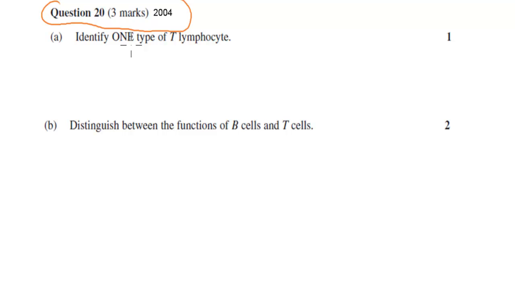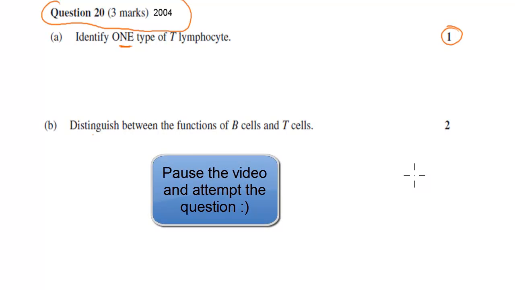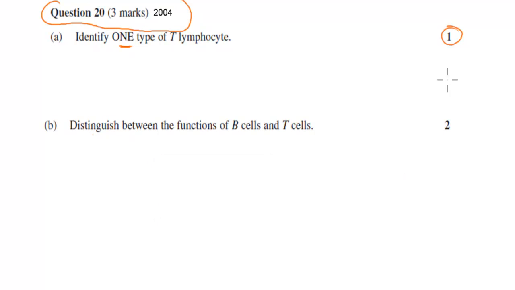So the question is: A, identify one type of T lymphocyte, which is worth 1 mark, and B, distinguish between the function of B cells and T cells, which is worth 2 marks. So when you're ready, pause the video and attempt the question. Welcome back. Alright, so first one, just identify one type of T lymphocyte.